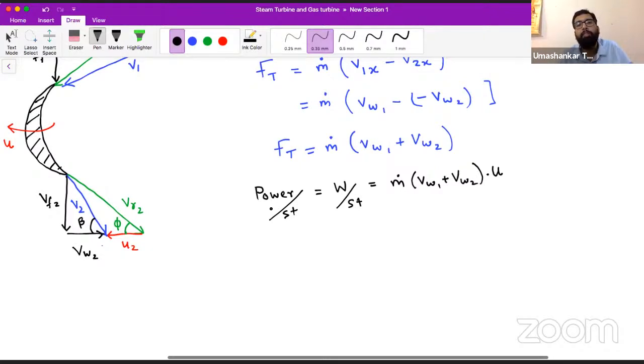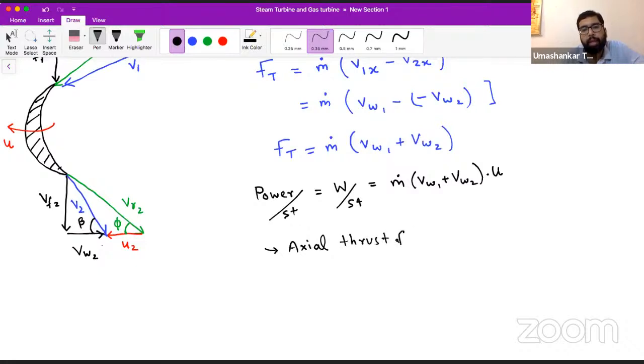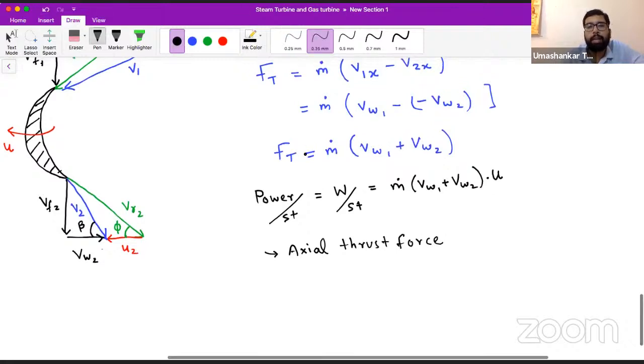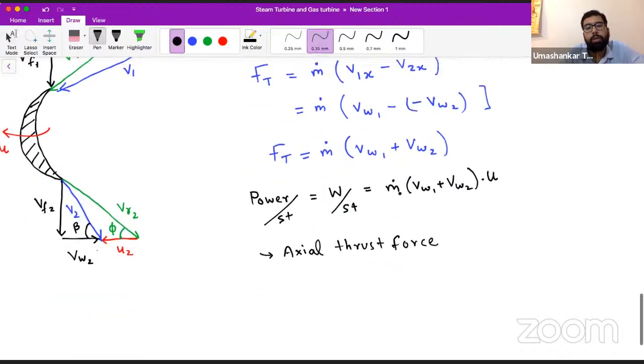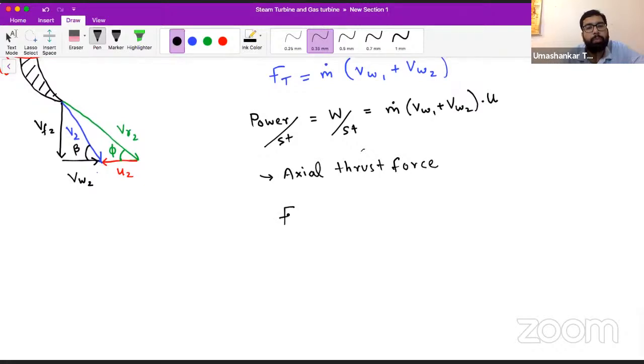What other formulas we may want to use, or we may be asked? So if we have to find the axial force, sometimes it is called axial thrust force. Don't get confused in the game of this English, as I always say to you. This is also sometimes called tangential force. Okay, so axial thrust force, we may name it as FA. So it will be equal to m dot, in the same way, V1y minus V2y.